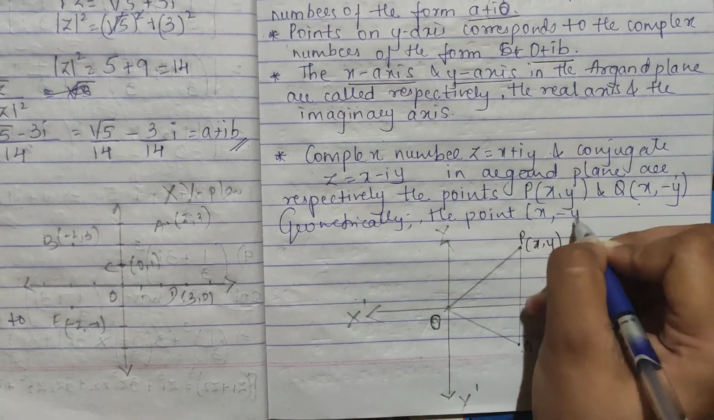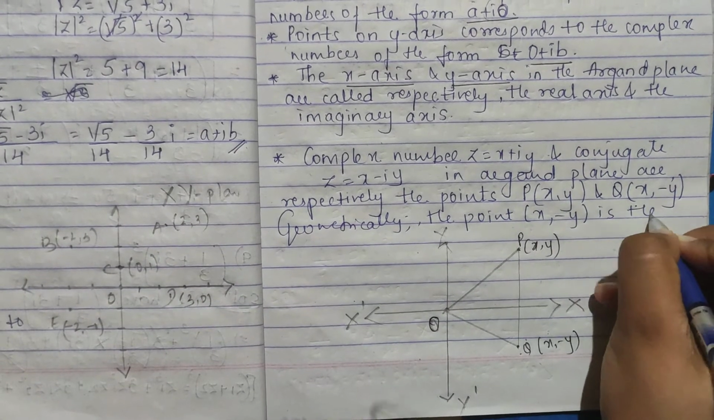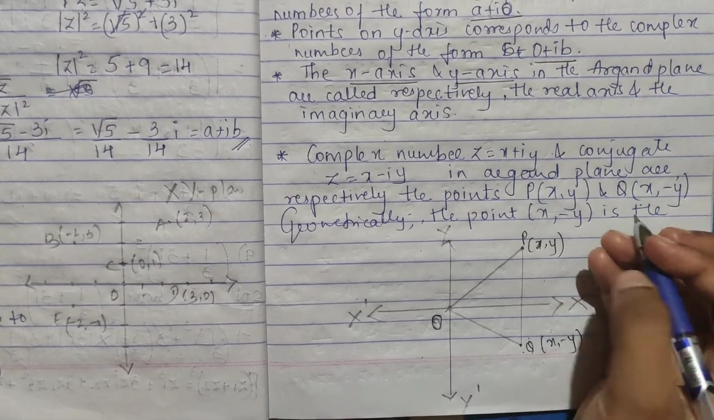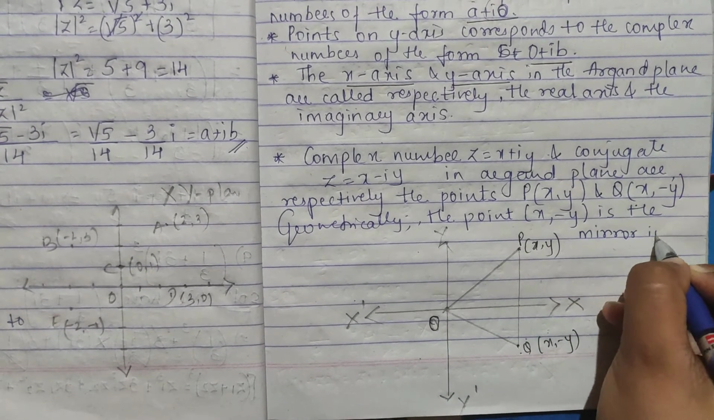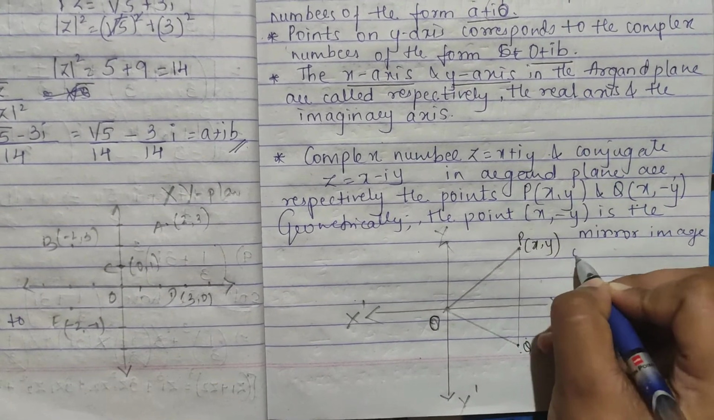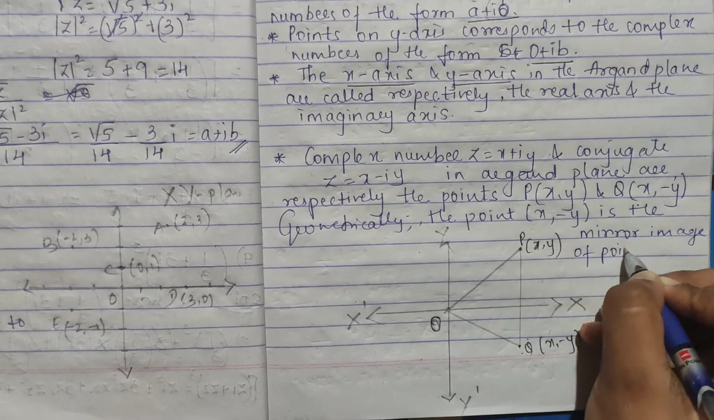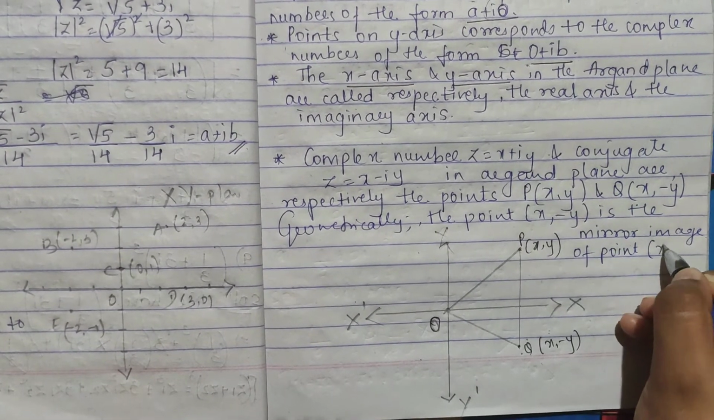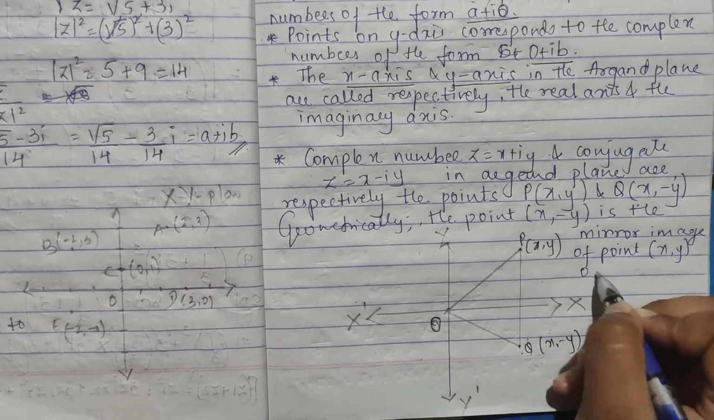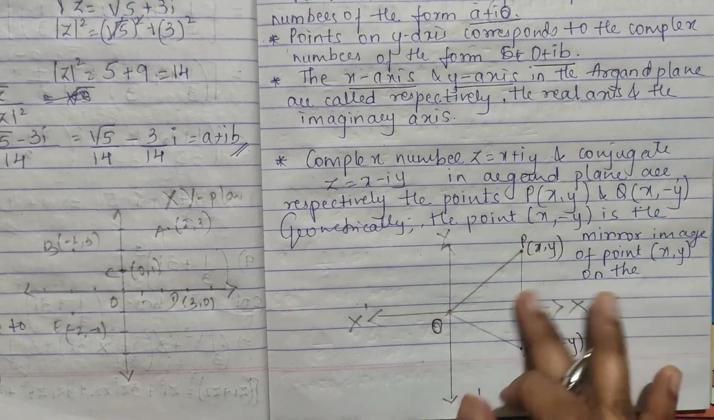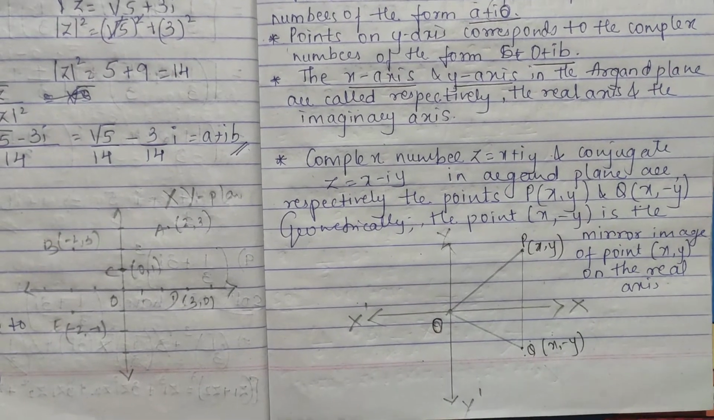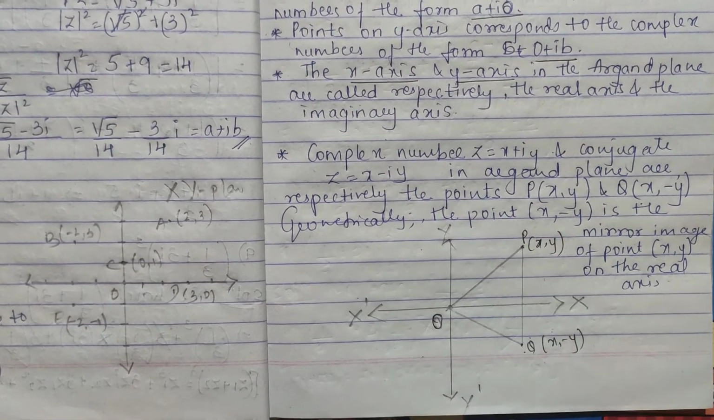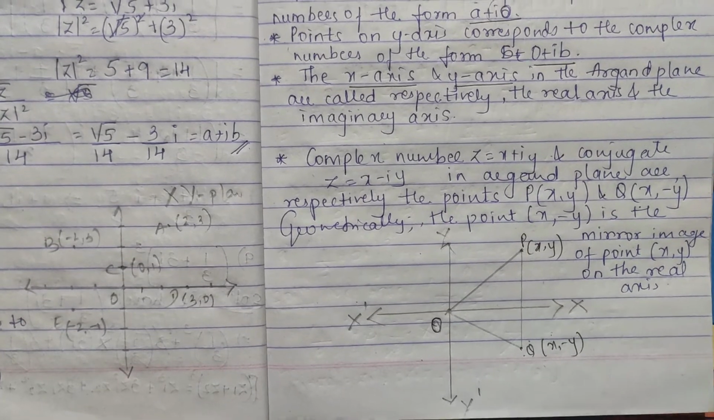So, you can conclude that here the point (x, minus y) is the mirror image of the point (x, y) on the real axis. Why? Because both are positive, they are on the real axis. This is only your Argand plane.